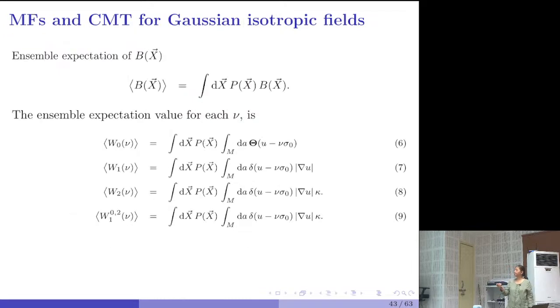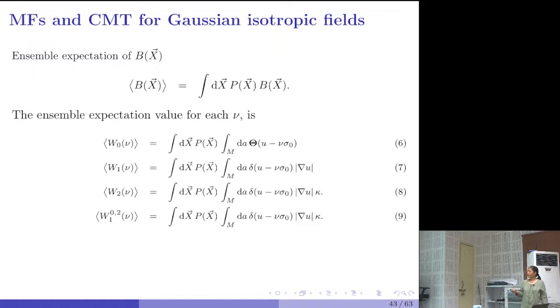Simple, straightforward. The ensemble expectation of any statistic constructed from random variables of this type is nothing but an integral over all the field values, weighted by P. So we just have to calculate this. And for our 4 statistics, they are this. So this is going to be done at every nu.